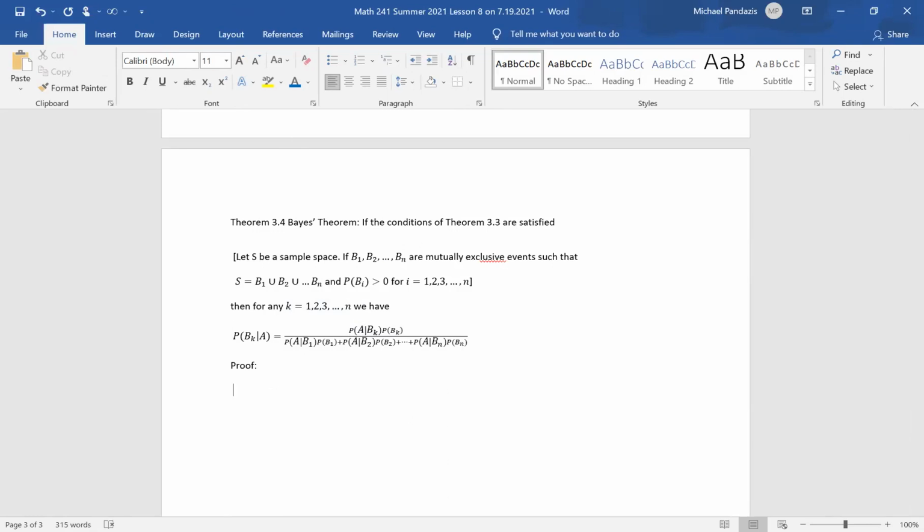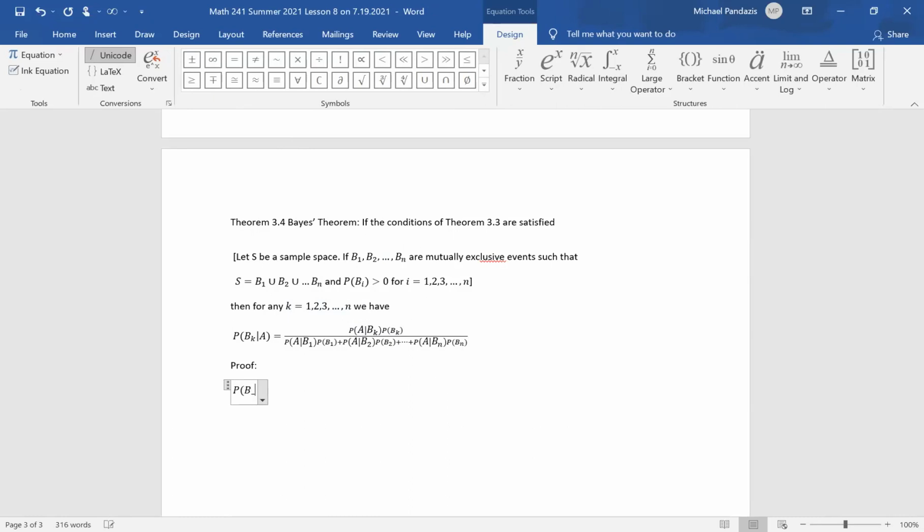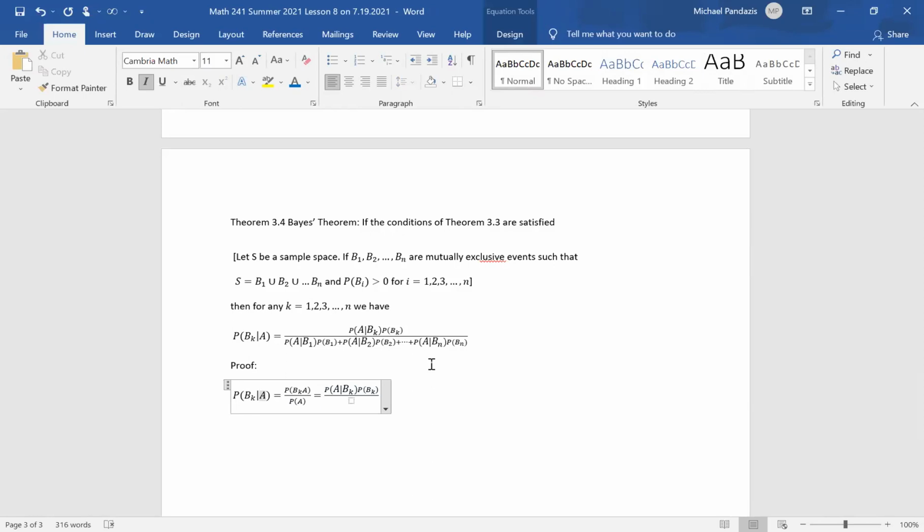So the proof is just if you take the probability of B sub k given A, this is equal to the probability of B sub k A divided by the probability of A, but that's equal to the probability of A given B sub k times the probability of B sub k, right?